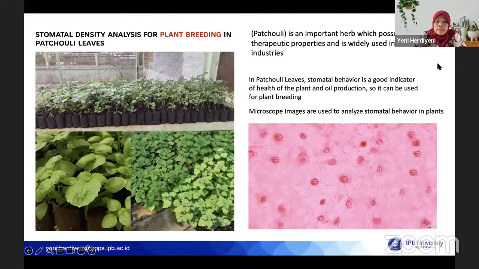In patchouli leaves, stomatal behavior especially can be used as a good indicator for health and also an indicator for oil production. That's why we observe the stomatal behavior by using microscopic images. On the screen, you can see examples of the microscope images that we use to analyze stomatal behavior in plants.